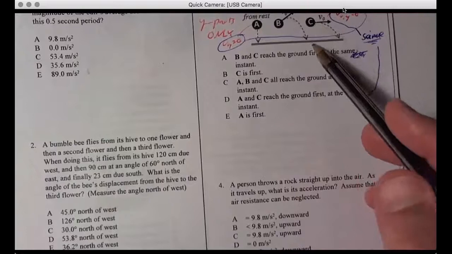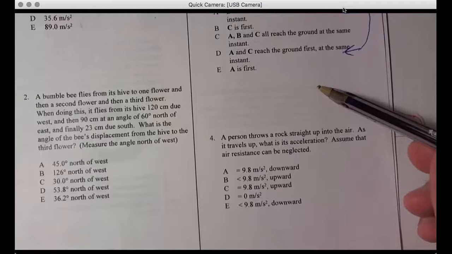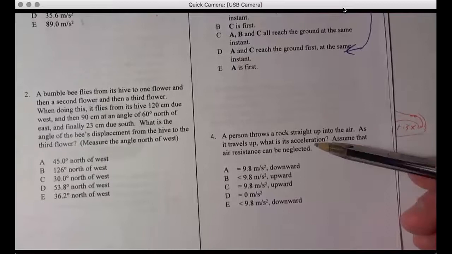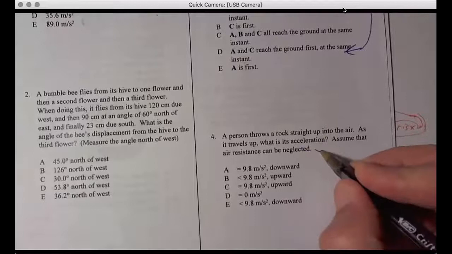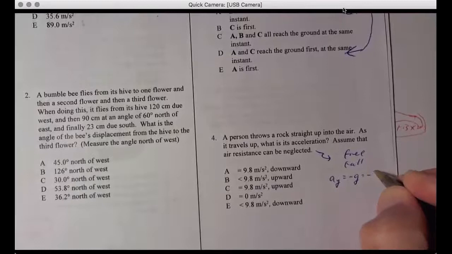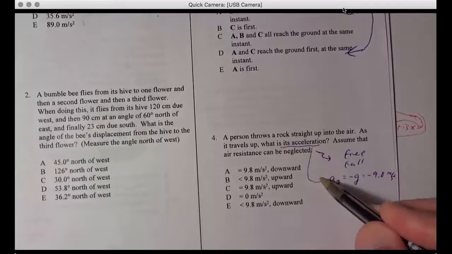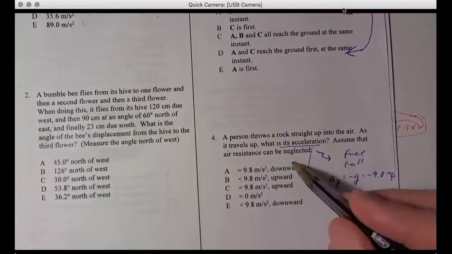Okay, so other things. Here's one. A person throws a rock up in the air, so it travels up. What is its acceleration? Air resistance is neglected, right? That means free fall. And in free fall, we know Ay is equal to minus g, which is minus 9.8 meters per second squared. That really tells us the whole story. Minus means downwards. We're done. That was pretty easy.